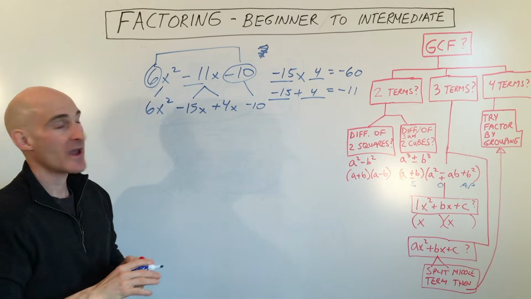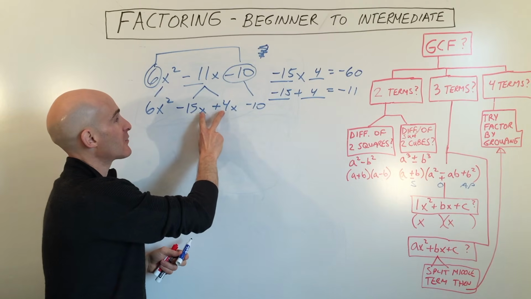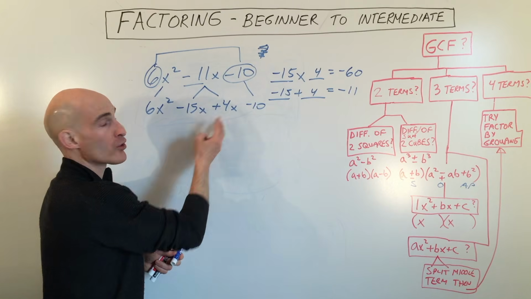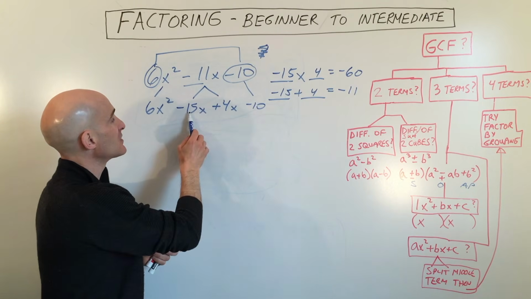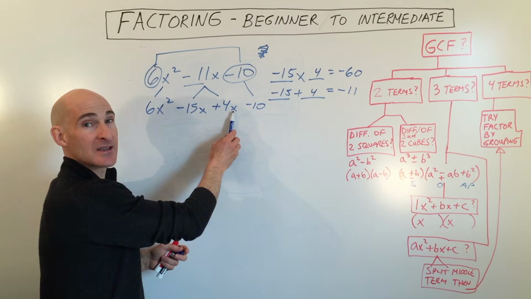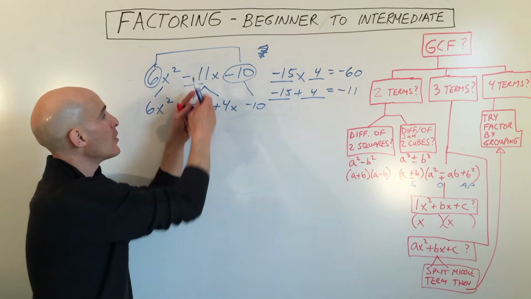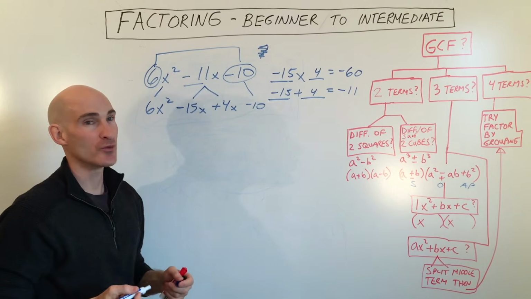Now, some students will ask me this all the time. They say, does it matter if I put negative 15x here or here? You know, does it matter the order? And the order doesn't matter. The main thing is you can see that negative 15x and positive 4x add up to that middle term, negative 11x, so we haven't changed the problem. We've just divided it into 2 separate groups.